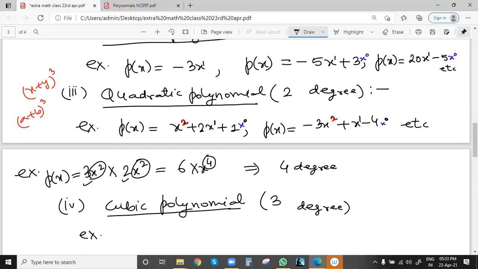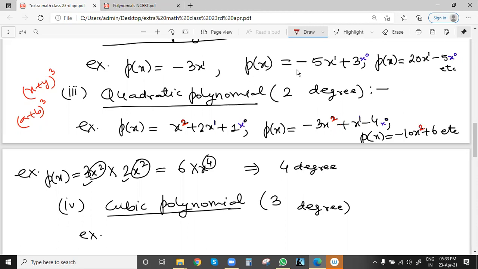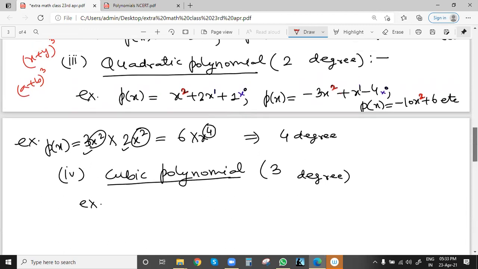Here is an example. One more example we can write here. It is not necessary to always have 3 terms. An example can be like this: p(x) equal to, suppose, minus 10x square plus 6, etc. This can also be an example. Always see the maximum power of x. Here the maximum power of x is 2, that means a quadratic polynomial. Other powers don't matter. The main thing is the maximum power of x should be 2.